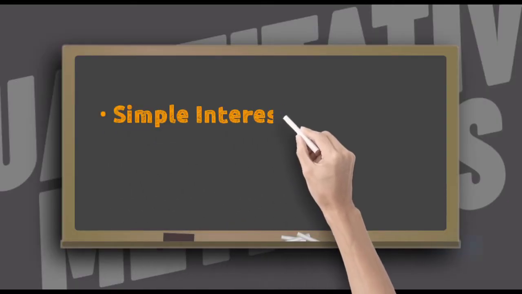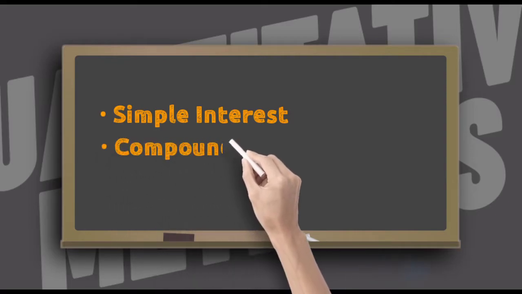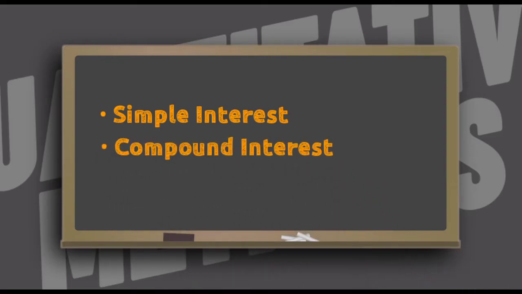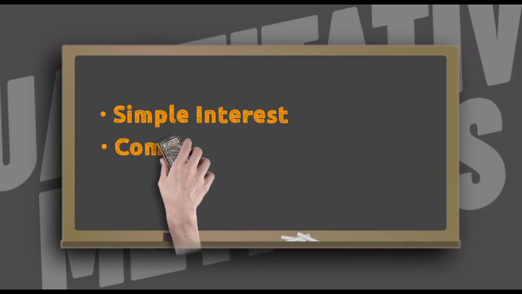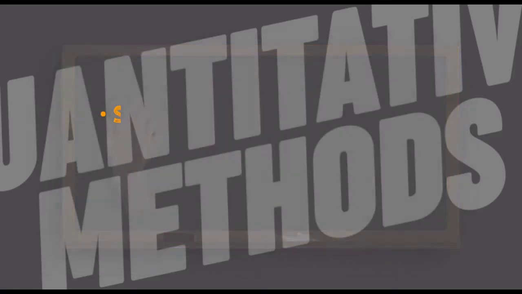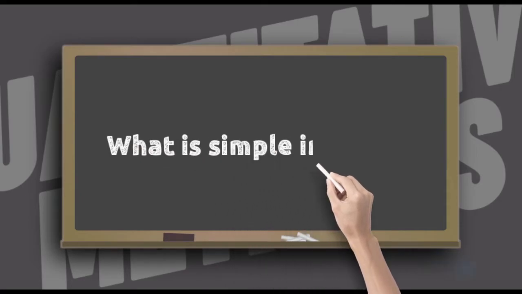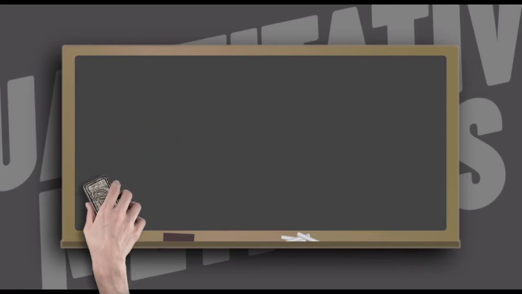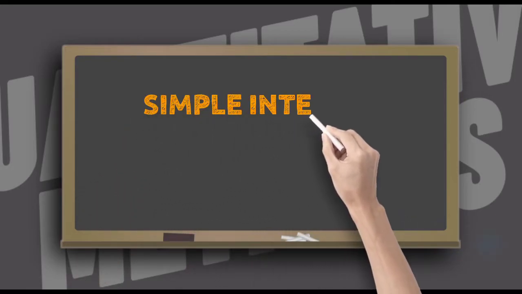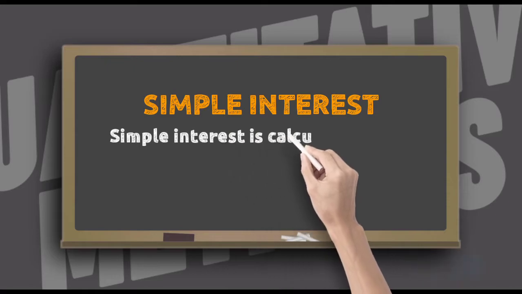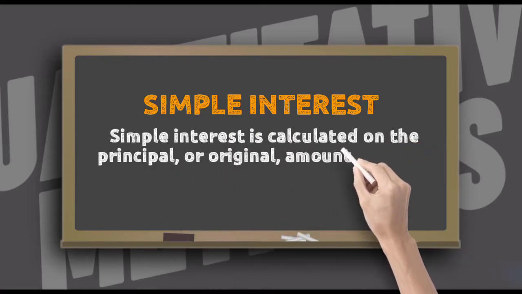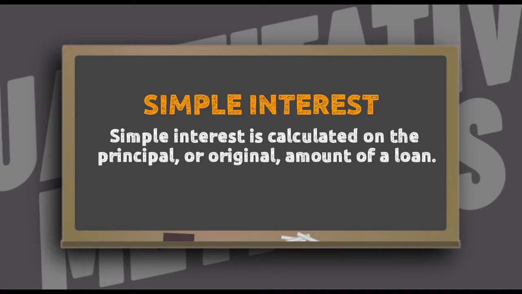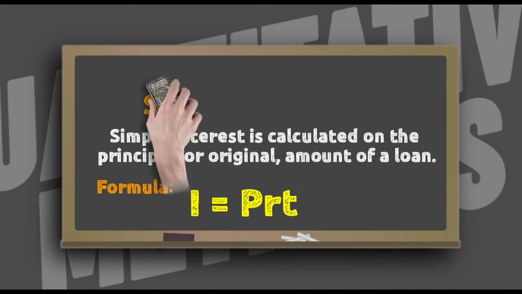Today, we're talking about simple interest and compound interest. So, what is simple interest? Simple interest is calculated on the principal or original amount of loan. So, the formula for getting the simple interest is interest equals principal times rate times time.